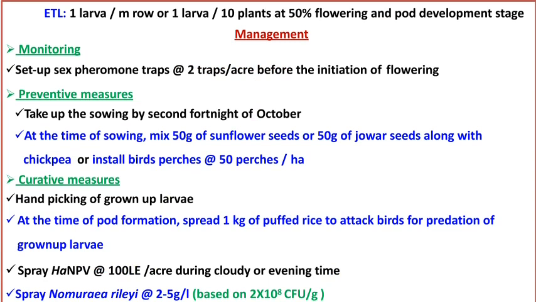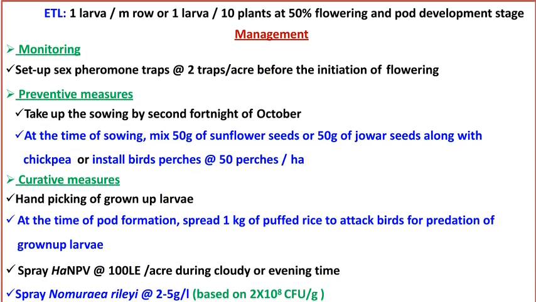Then, in case of curative control, hand pick the grown-up larvae during interculture operation. It means that when you carry out interculture operation in the gram field with the help of laborers, we can collect the larvae and kill them in our own way. Then at the pod formation stage, spread 1 kg of puffed rice to attract birds for predation of grown-up larvae. This is also one of the new techniques.